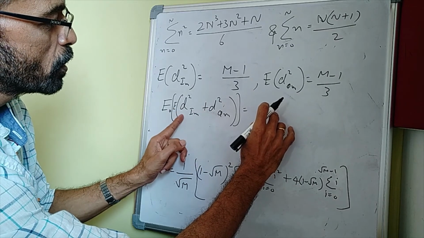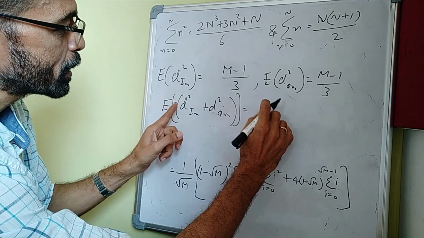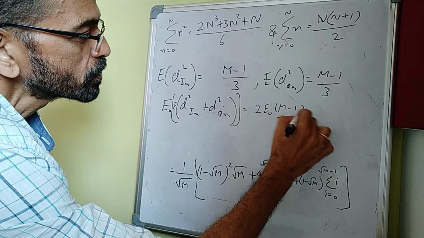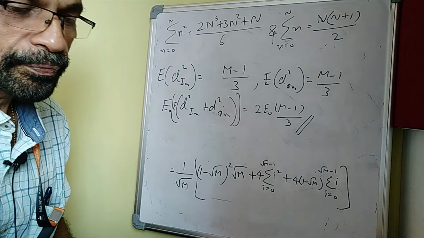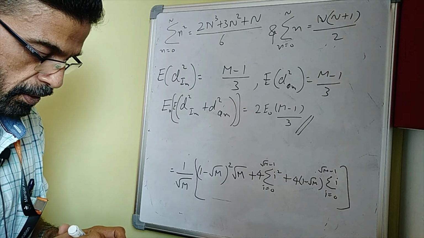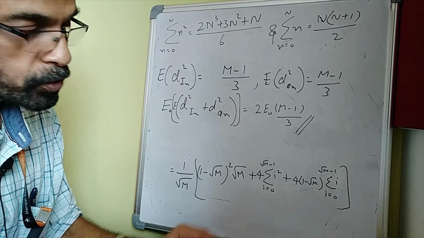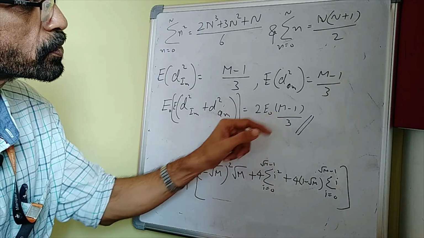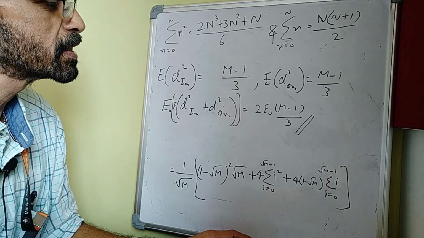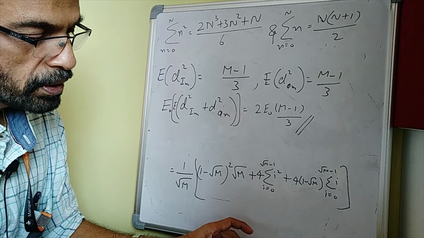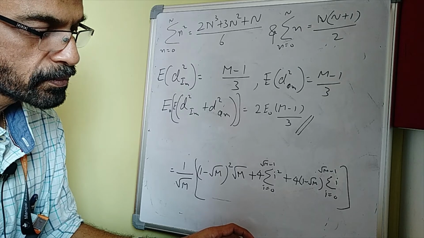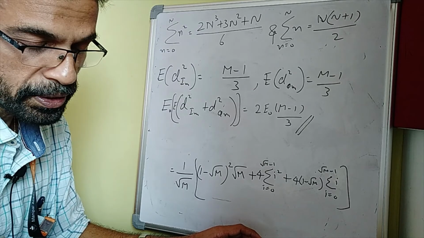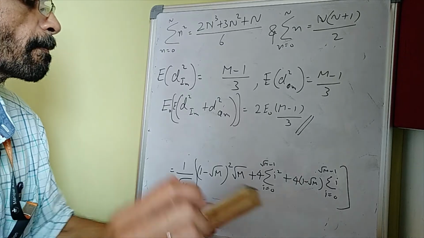That's the expected value of these two, because expectation can operate on these two independently. So you will get 2 (m minus 1) by 3 into E naught. This is the average symbol energy of an M-ary QAM signal. So if m is equal to 16, you can see that it will be 10 E naught. So m is equal to 16, you will have 16 minus 1, 15 by 3, that is 5, so 10 E naught is the average symbol energy for an M-ary QAM signal with m equal to 16.